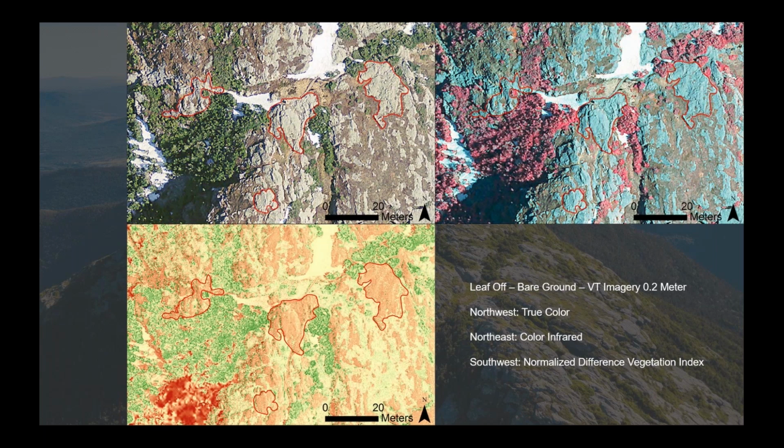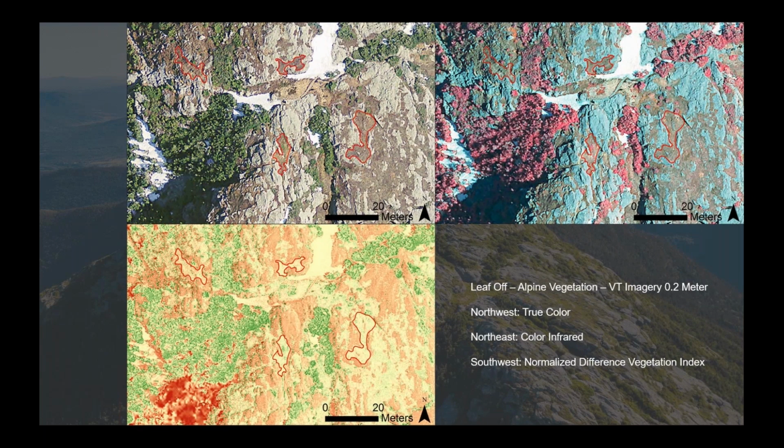Next slide. Same exact set of imagery here. This is highlighting the alpine vegetation, which appears brown in both the true color and the color infrared. And then going back to the bottom left, which I'll keep going to, the features appear yellow, so they're right around intermediate values for the NDVI. So there's already a big difference there between the bare rock and the alpine vegetation.